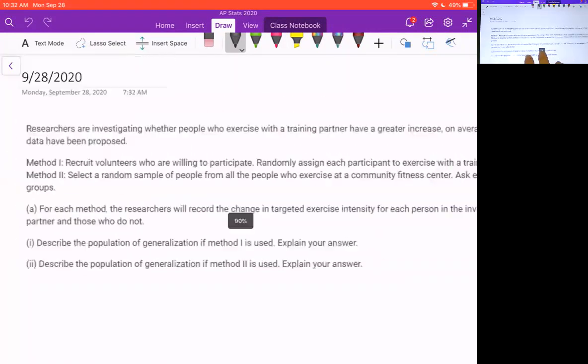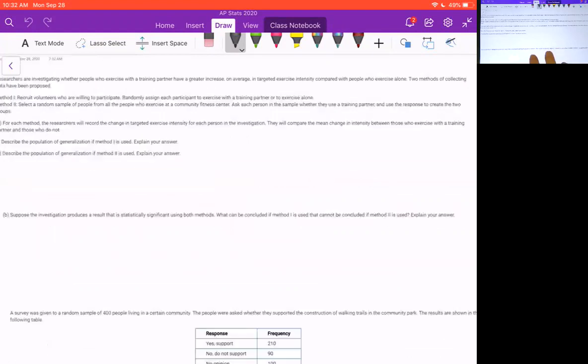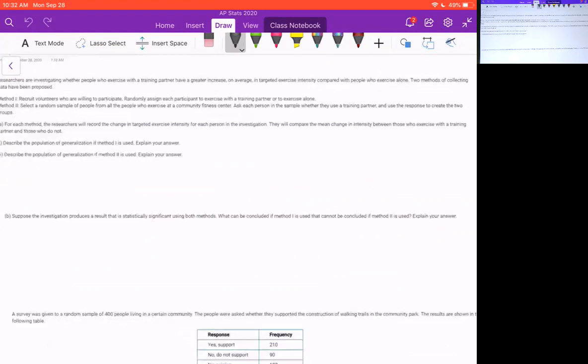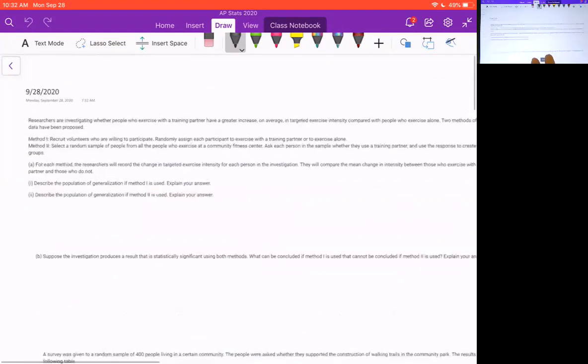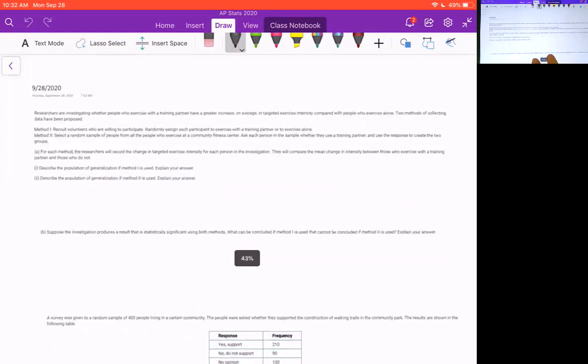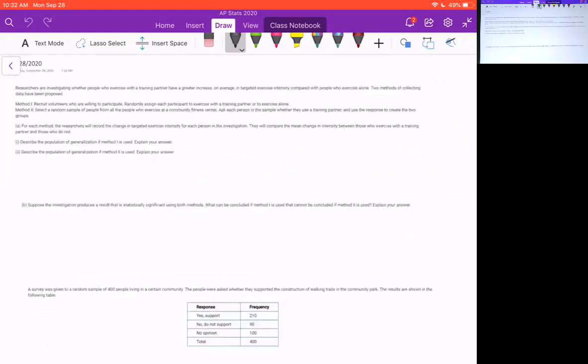Free response. And I know that in order for me to actually get the whole thing on the screen, it gets really, really small. So I'm just going to make it small and I will read it and then I will zoom it out again so we can actually see it. It says researchers are investigating whether people who exercise with a training partner have a greater increase on average in targeted exercise intensity compared with people who exercise alone. 2 methods of collecting data have been proposed.